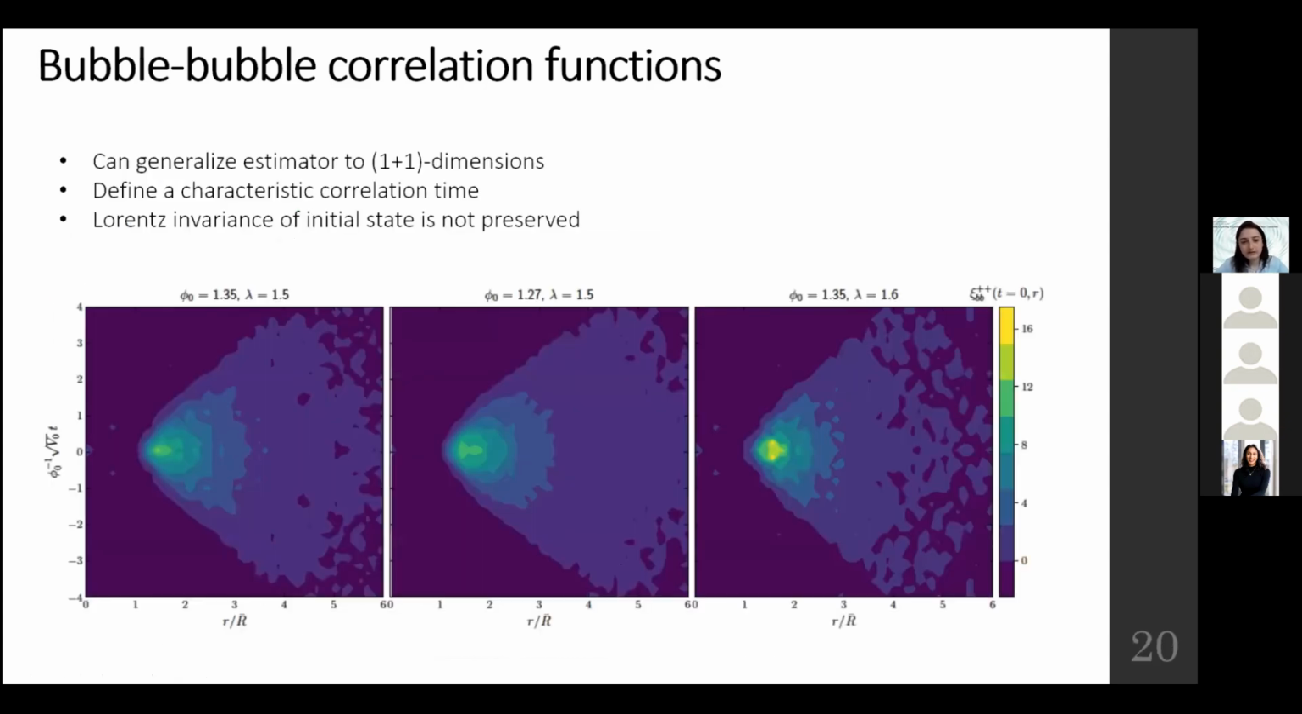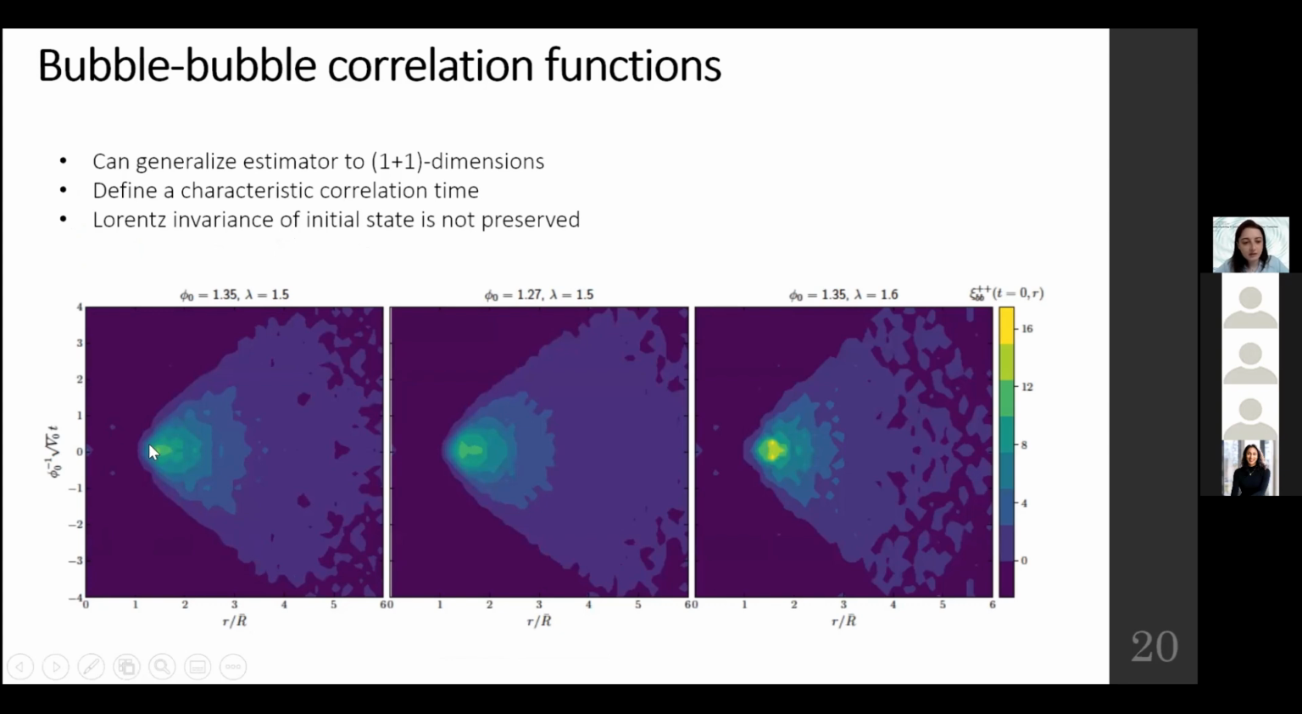You can generalize the estimator to include time. So instead of counting the number of bubbles at a particular separation, we also expand our search volume in the time direction, and we count how many bubbles are at a particular space-time interval away from our reference. And the result is shown in this figure here.